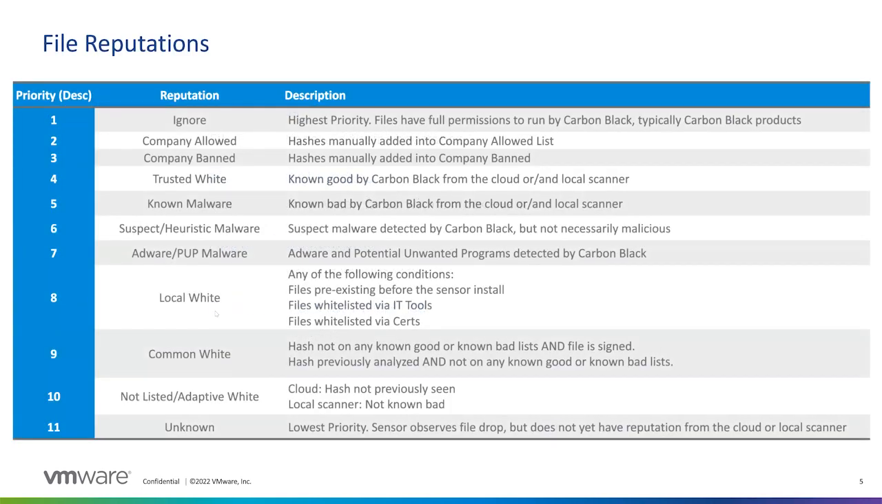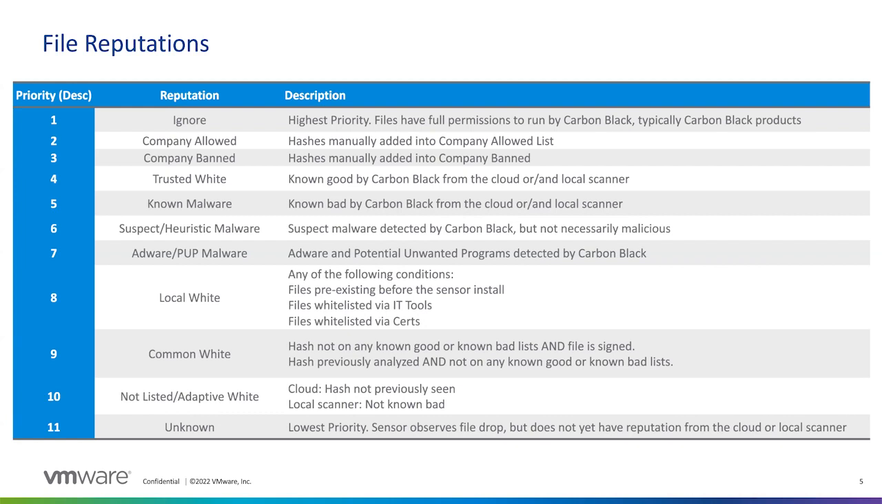So file reputations. There are 11 reputations within the product that our sensor looks at, and this is the order of the importance of them. The highest level reputation is ignore. That is only provided by us at Carbon Black to our own files. This is not a reputation that you can utilize within the product. You practically will never see it besides for our own files.